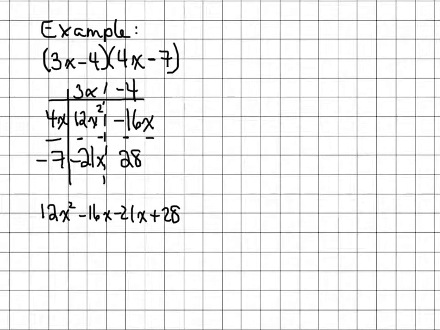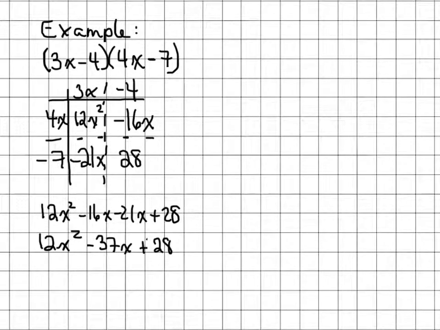Sorry, that's still expanded. And then simplified, I have 12x squared minus 16 minus 21 is minus 37x plus 28. Whoops. Fix that. 28. There we go.